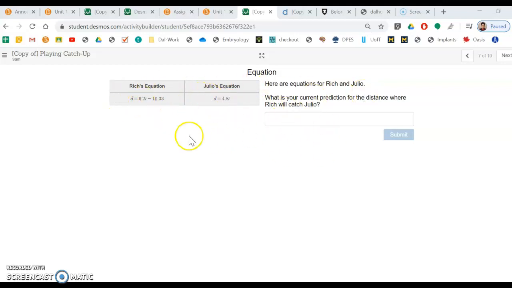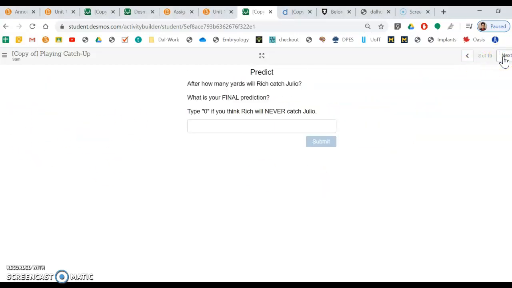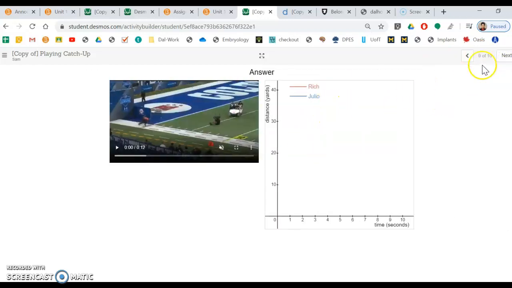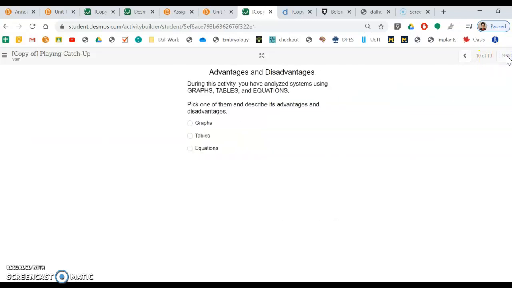So you try to play catch up in this way, and then predict what your current prediction is for the distance where Rick will catch Julio. It may not be the same as what you predicted earlier, it may be different. So finally, what would be your prediction? And you will finally draw a graph based on that.